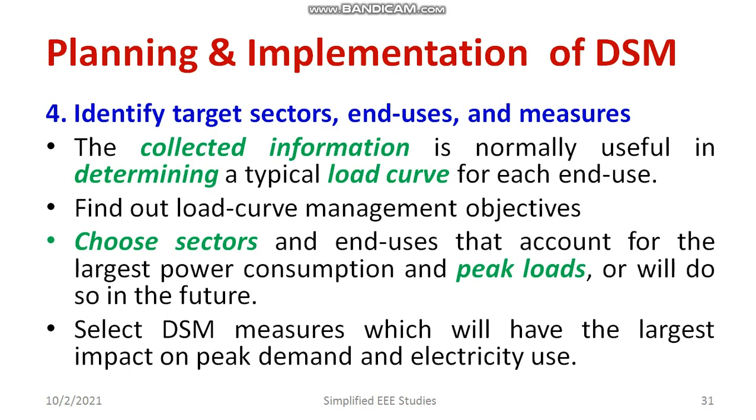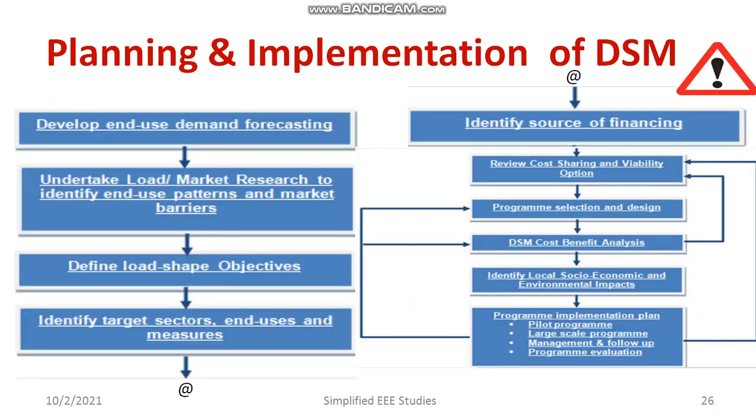Is it for the agricultural sector or is it for an industrial area? Likewise, we need to identify. That means a utility company needs to be identified. So that is the main thing. So that is regarding the fourth point.